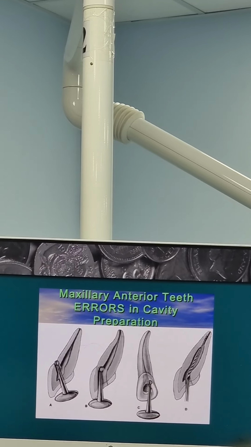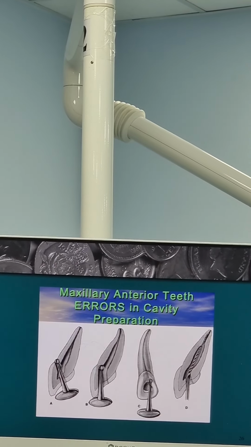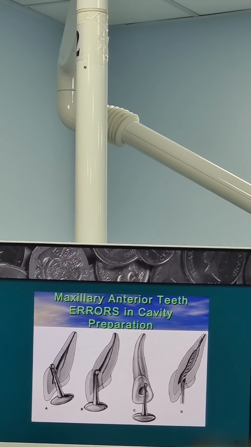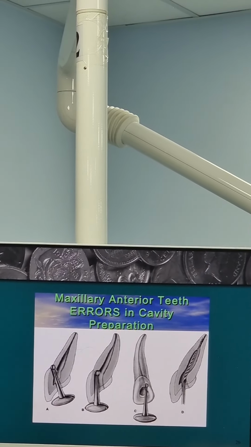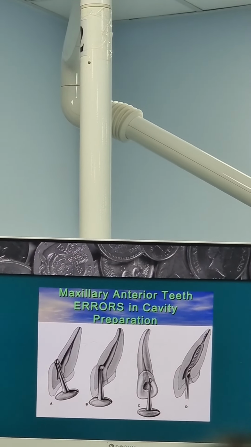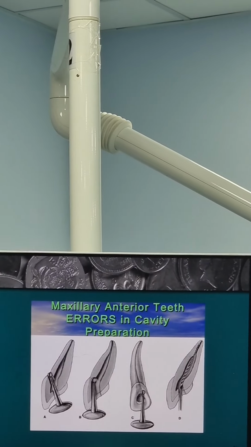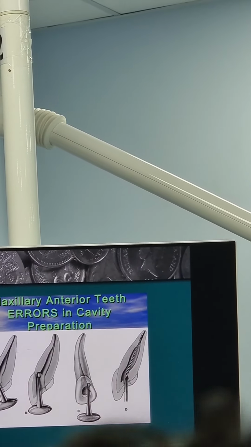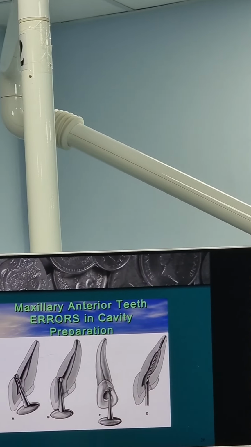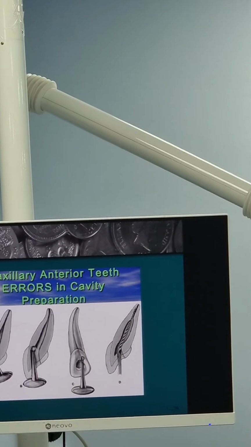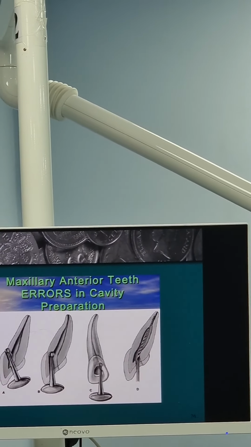And finally, figure D. What do you see in figure D? What is the error there? Incomplete de-roofing. There are two errors here. One, you see the pulp horns are not removed, right? So that is incomplete de-roofing. What is another error? Lingual shoulder is not removed. So that is the second error. So these are the different errors that can happen during access cavity preparation of the maxillary central incisor.